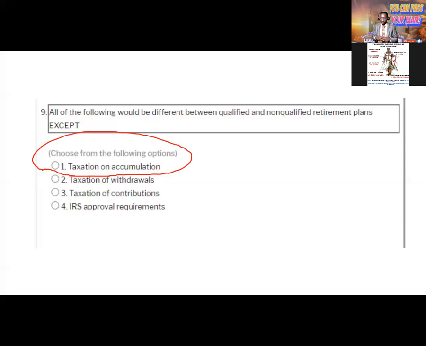Okay, there's a difference in here. So taxation on accumulation, both of them can grow tax deferred. They're not tax deductible, but they can grow in accumulation tax deferred, and they can pay the taxes later. So make sure you get that. Let's go to the next question.